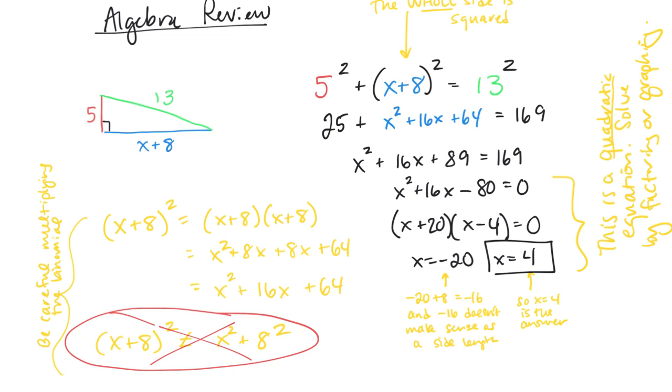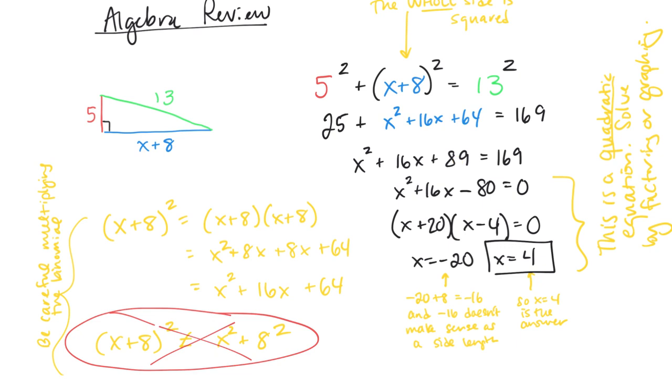Students often make the mistake of thinking that they can distribute a square and just say the first term is squared and the last term is squared. That would give us x squared plus 64, which would be missing the whole central term, a very important part of squaring these values. So be very careful to get the entire binomial squared when we FOIL that out. Then I've combined the 25 and the 64.